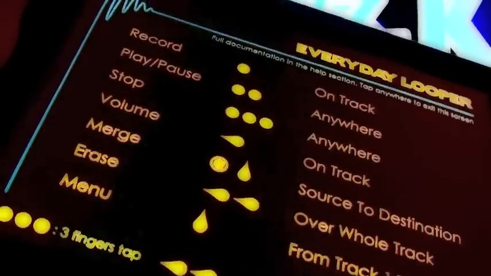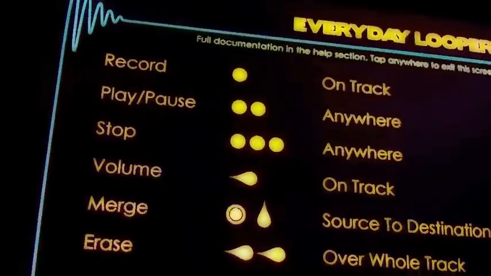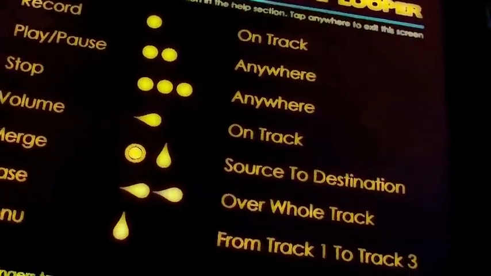Everyday looper. Here's the instructions. Commit these to memory.